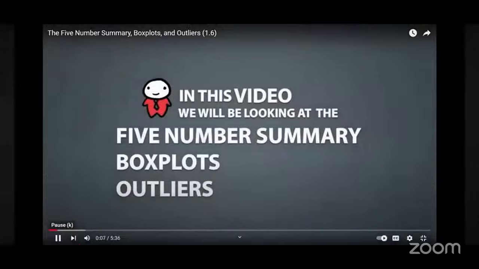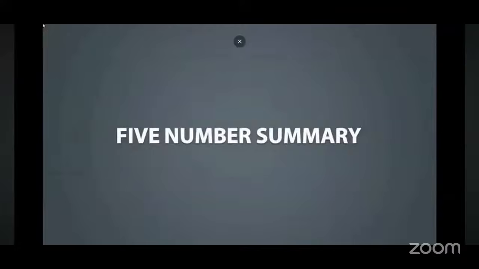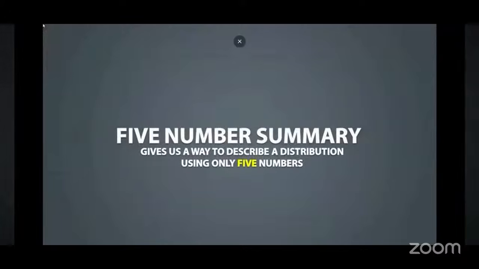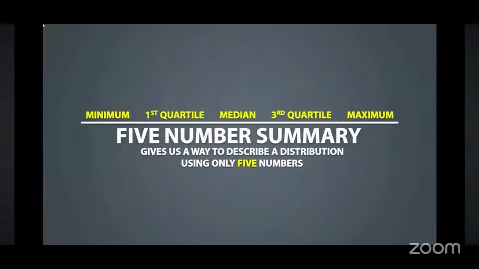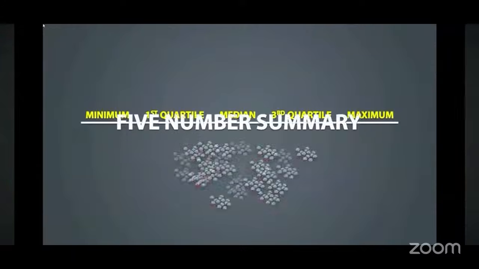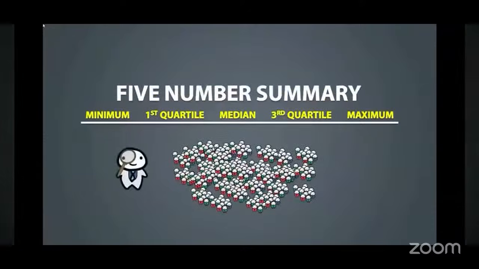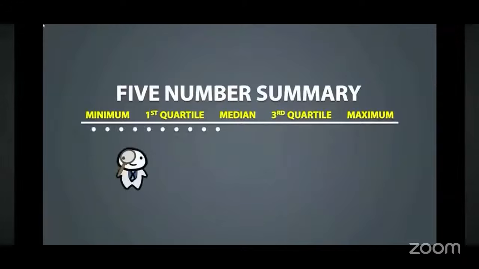We will be looking at the 5-number summary, box plots, and outliers. The 5-number summary gives us a way to describe a distribution using only 5 numbers. These 5 numbers include the minimum, first quartile, median, third quartile, and the maximum. So if we took a sample and measured some random quantitative variable, we could order these values from smallest to largest and use the 5-number summary to describe the distribution. The minimum is the smallest value in a dataset, and the maximum is the largest value in a dataset.